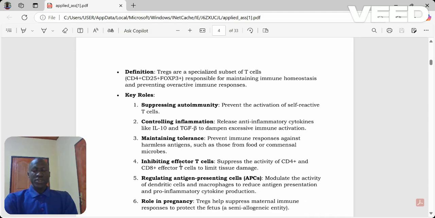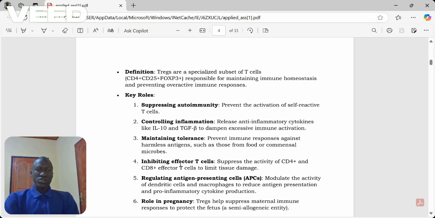The first role is suppressing autoimmunity: preventing the activation of self-reactive T cells. The second one is controlling inflammation: releasing anti-inflammatory cytokines, interleukin 10 and transforming growth factor beta, to dampen excessive immune activation. The third one is maintaining tolerance: preventing immune responses against harmless antigens such as those from food or commensal microbes.